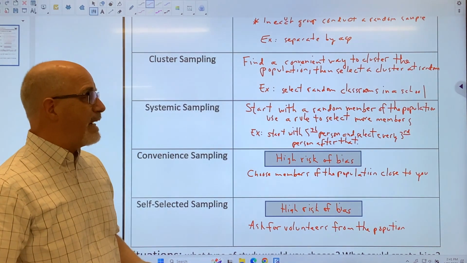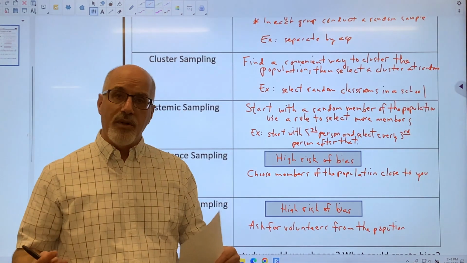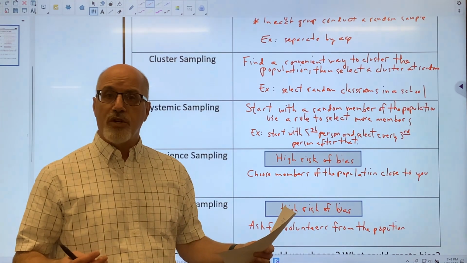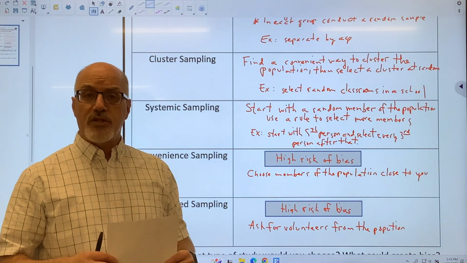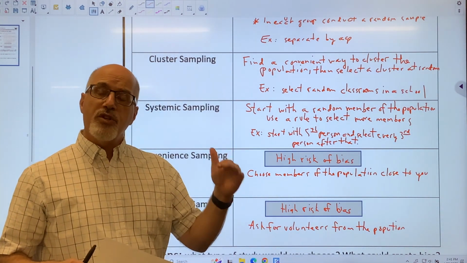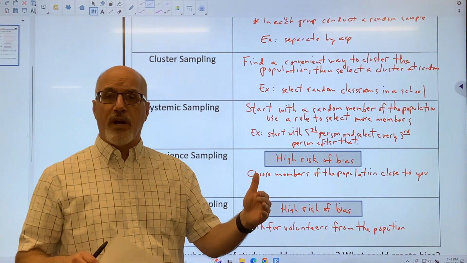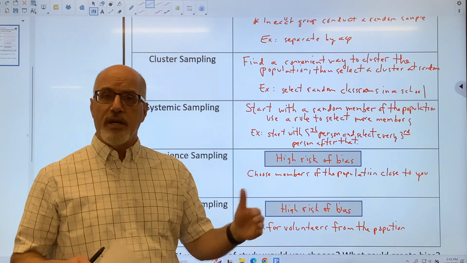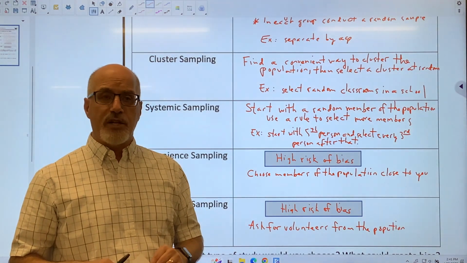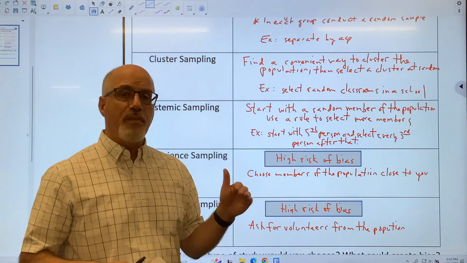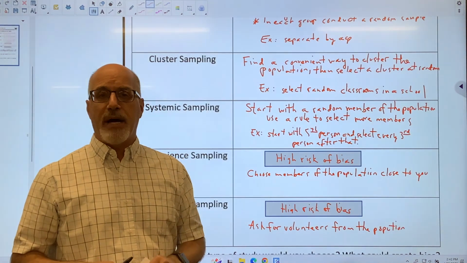So these are the ways that we would typically sample to find out data in order to answer a statistical question. Make sure you try to pick the one that not only is doable for your research question that you're doing, but also make sure you pick one that lowers the amount of bias in the problem.